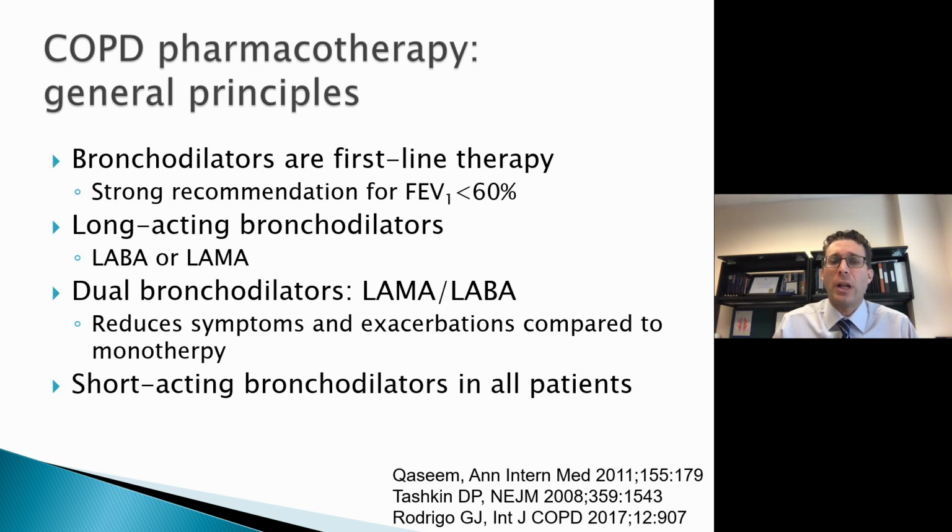Most patients are started on long-acting bronchodilators, which could either be long-acting beta agonists, or LABAs, or long-acting antimuscarinics, or LAMAs. And there are dual bronchodilators that include both LAMA and LABA, which may reduce symptoms compared to monotherapy. But in general, patients are started on a single agent first. In addition to long-acting bronchodilators, all patients should be prescribed short-acting bronchodilators to have for increasing symptoms or prior to exercise.